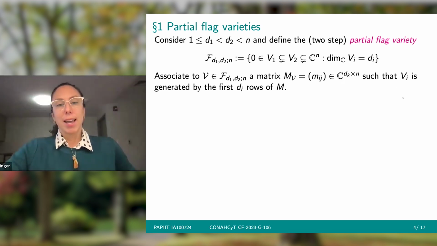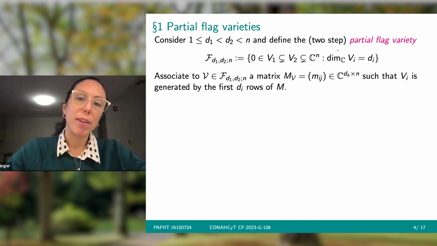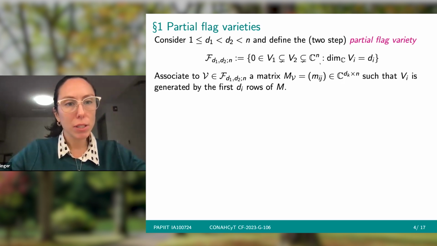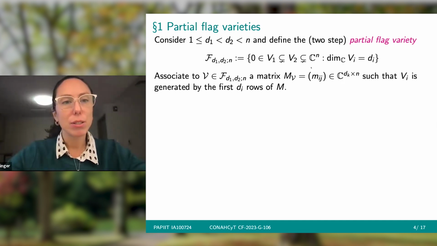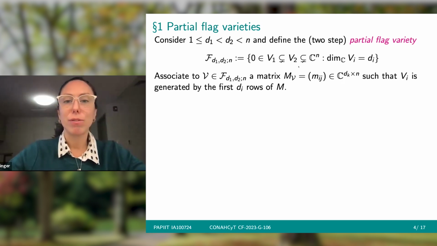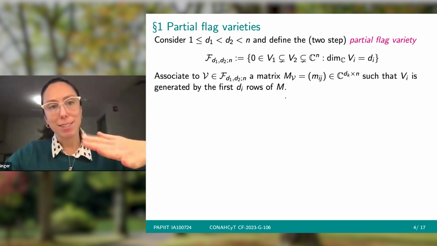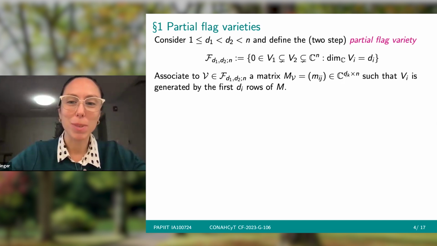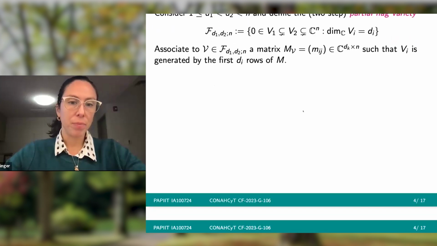Now, for me, it's going to be easier to represent a flag by a matrix, and I can do that by first fixing a basis of the ambient vector space, and then fixing bases for the vector spaces in my flag, expressing them in the fixed basis of C^n, and I write down these expressions in a matrix so that row-wise, this matrix M_V would generate my flag. So the first d1 rows generate the vector space V1, and all the rows, sorry, my matrix will be until d2, actually this is a typo here, generate the vector space V2.